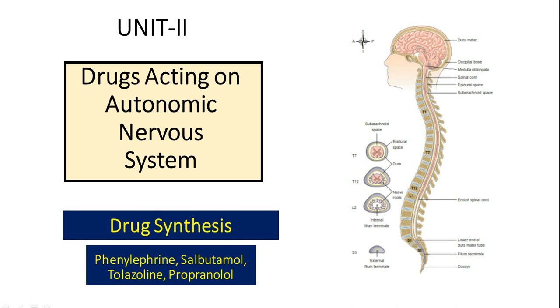So here we'll see the synthesis of some of the important drugs, that is phenylephrine, salbutamol, tolazoline and propranolol. We'll see in detail about the synthesis of these four important drugs. Phenylephrine and salbutamol are adrenergic agonists, while tolazoline and propranolol are adrenergic antagonists.